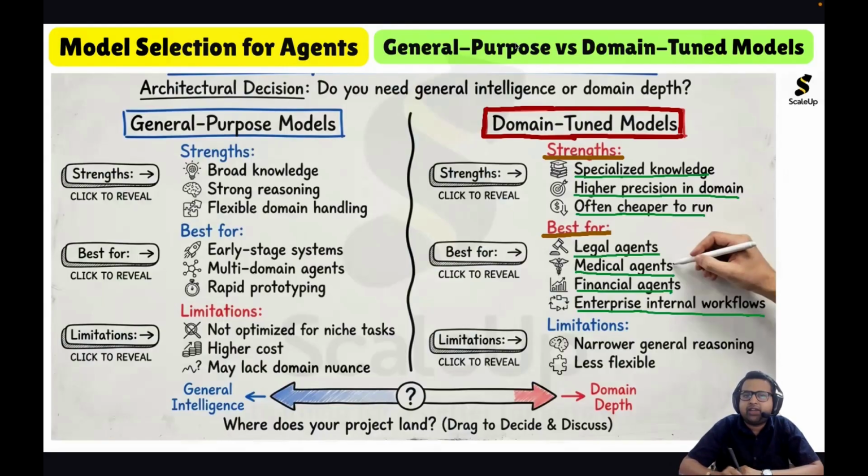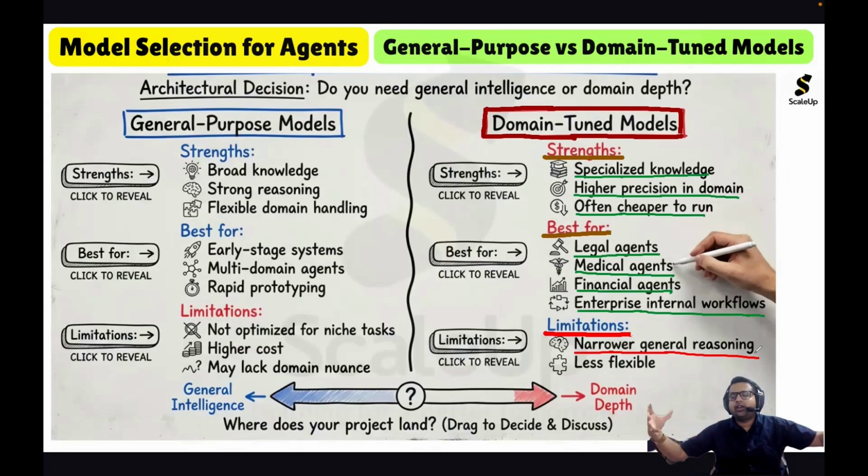If we look at the limitations of domain tuned models, there is narrower general reasoning. Domain tuned models don't have broad knowledge, so if we ask anything out of the domain, they might struggle. So narrower general reasoning, and domain tuned models are less flexible.